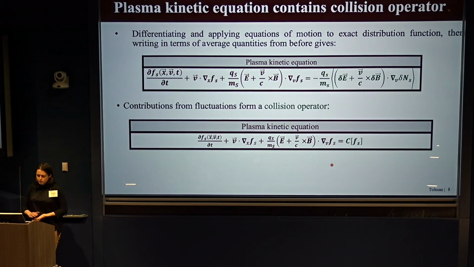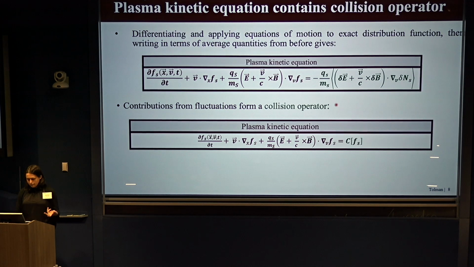So if we differentiate and apply equations of motion to the exact distribution function and write in terms of the average quantities from before, we can write a plasma kinetic equation. So this kinetic equation relates the distribution function of a particular species to the electric fields and the magnetic fields.